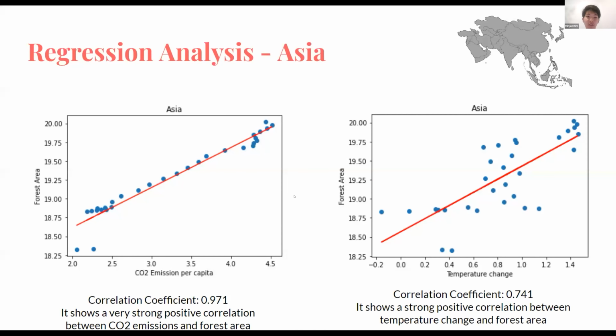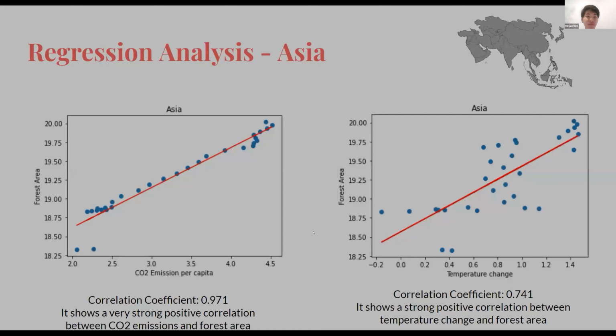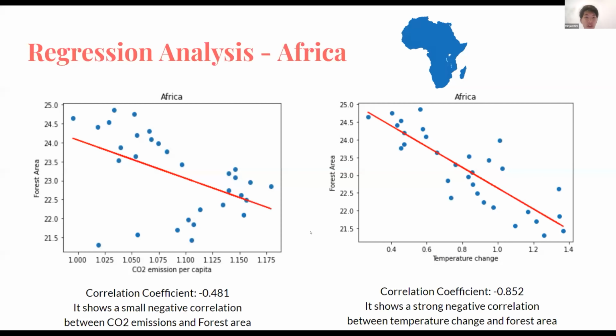However, if we move on to Asia, Asia has a very strong positive correlation between CO2 emissions and forest area. While similar to North America and Europe, it has a strong positive correlation between temperature change and forest area. But if we move on to Africa, just like North America and Europe, it has a small negative correlation between CO2 emission and forest area. But it also has a strong negative correlation between temperature change and forest area.